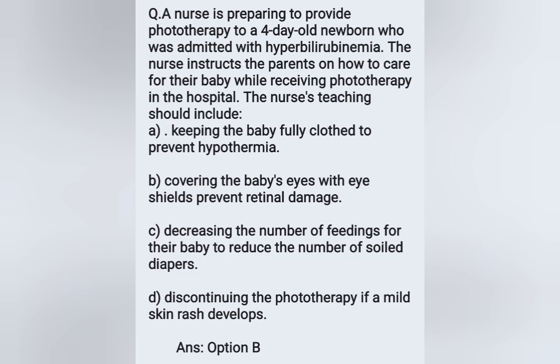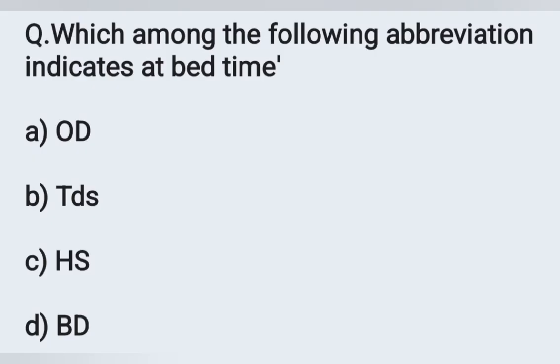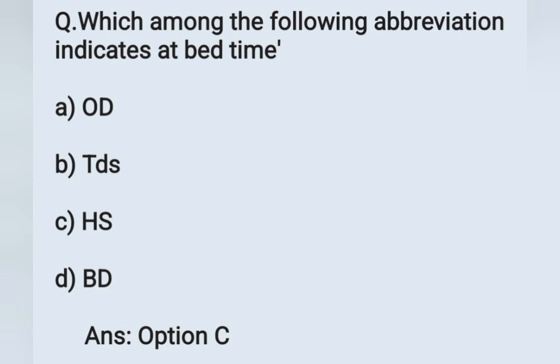And the next question is, which among the following abbreviations indicate at bedtime? Options: option A OD, option B TDS, option C HS, option D BD. OD means once a day, TDS means thrice a day, HS means at bedtime. So that is the correct answer, option C.